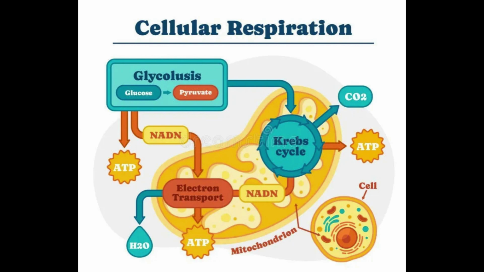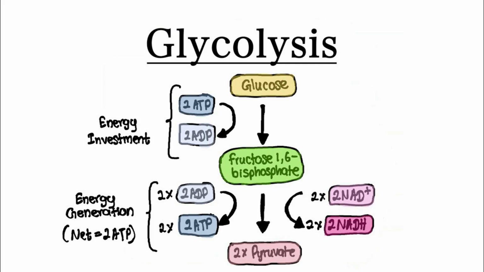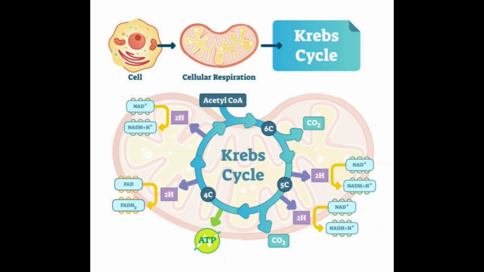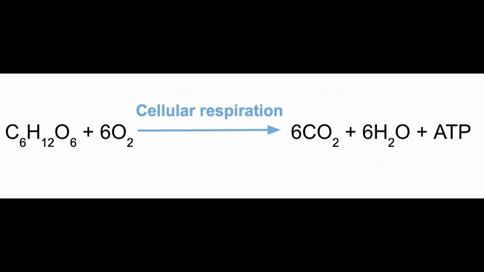Cellular respiration happens in 3 stages. Glycolysis breaks down glucose into smaller pieces. The Krebs cycle extracts high energy electrons. The electron transport chain uses those electrons to make ATP. The equation looks like this. It's basically the reverse of photosynthesis.